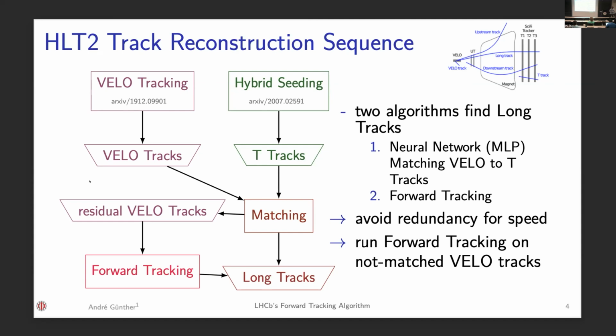So in the past, there's always been two algorithms that produce these long tracks. One is this matching, and the other one is the forward tracking, which is the algorithm I mainly work on. So there's kind of a redundancy in production of these long tracks. And in Run 2, both algorithms essentially did almost the same work. So they looked for the same tracks, but because we are constrained to run this now in the trigger, we got rid of this redundancy for speed. So what's happening now is that after the matching found long tracks, the forward tracking looks at the ones that didn't have a match and tries to find hits in the SciFi stations to combine them to long tracks.